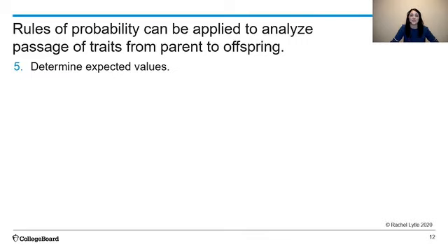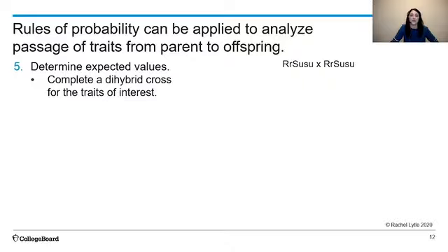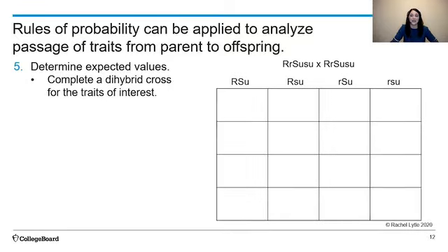So next I need to determine my expected values, and this is where most of my students have trouble. We need to complete a dihybrid cross for the traits of interest to come up with what we would expect of these values if these traits do assort independently. I know the corn I have was a result of the cross between two parents that were heterozygous for both of these traits, and I'm going to make a dihybrid Punnett square to come up with my expected values.